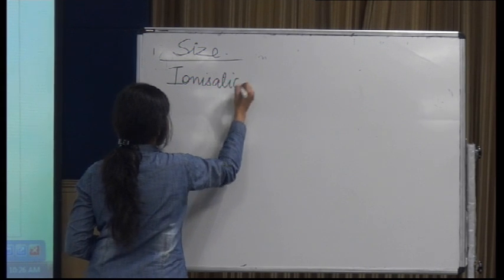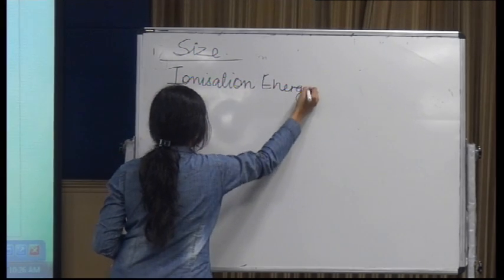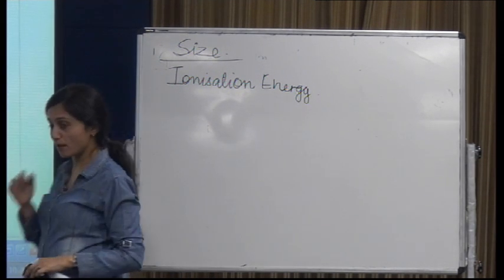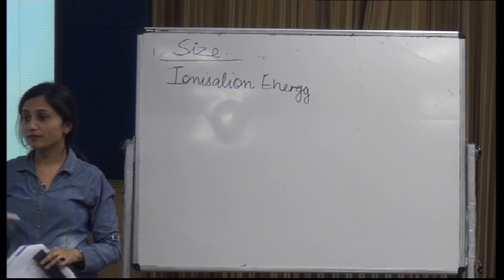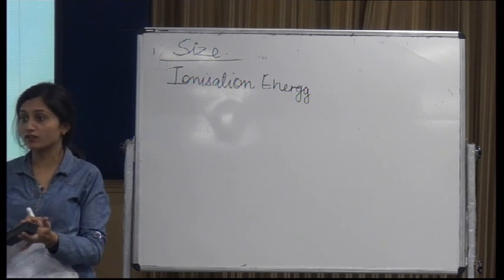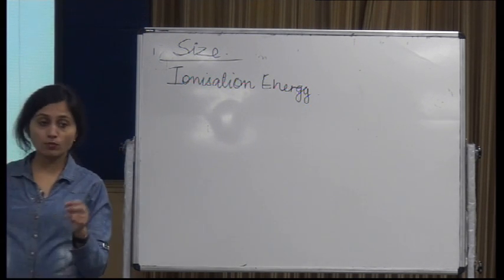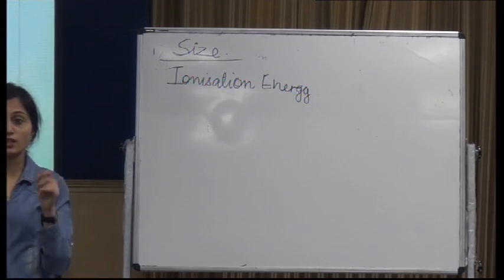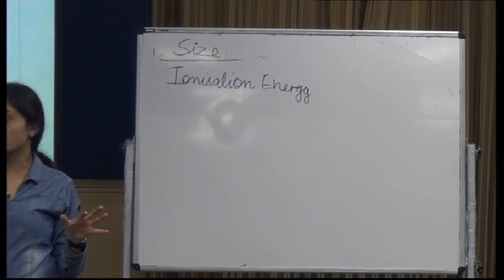And please remember ionization energy right here, right now: first you listen, memorize, and then write yourself. Look up, all of you. Remember, these are new terms which you need to be absolutely thorough with. You must have done it from the top last year also. What is ionization energy? It is the energy required to remove the outermost electron.